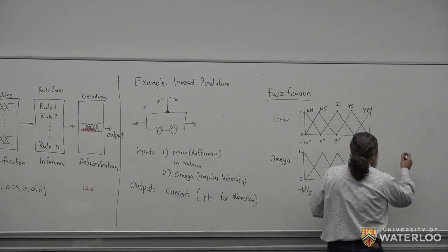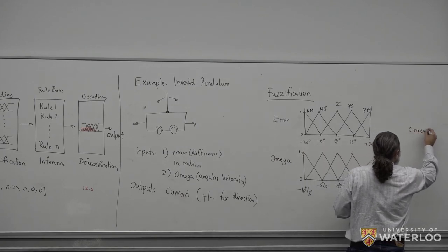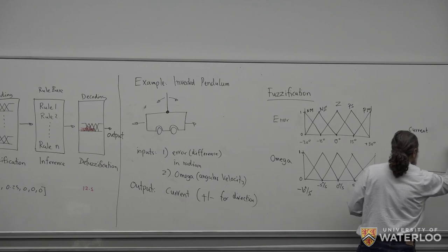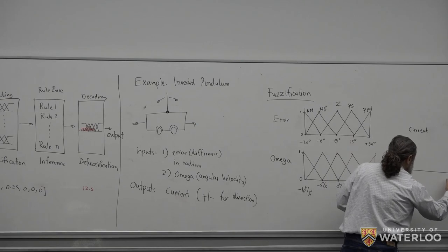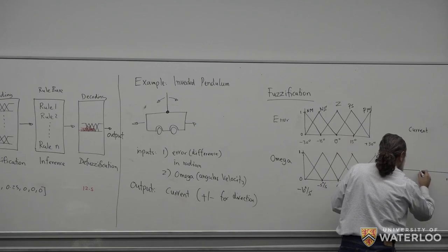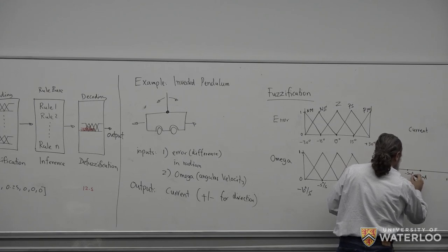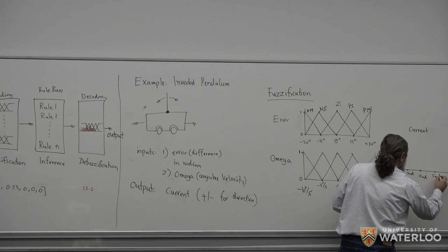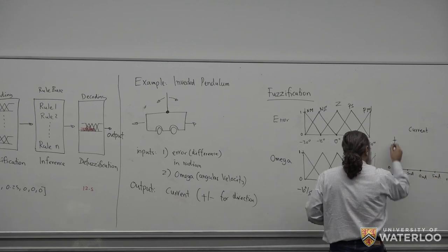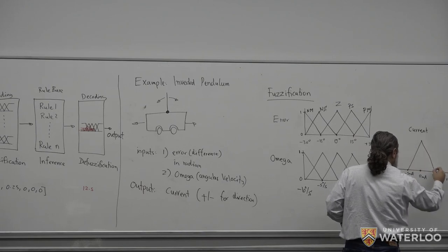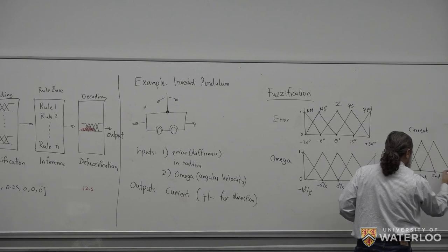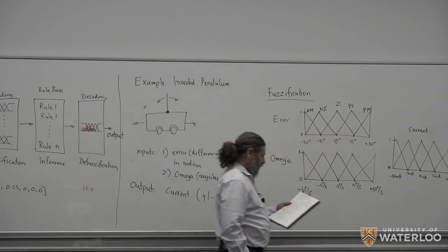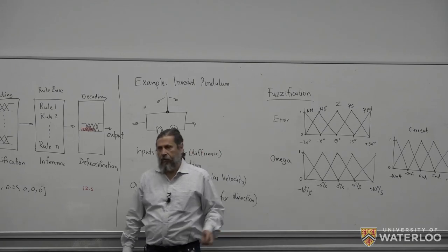And then I need the current as my output. So how should I control? I need a current. The current goes from minus 10 milliampere to plus 10 milliampere. In the middle is 0 milliampere. And then here I have minus 5 milliampere. Here I have plus 5 milliampere. Everything's symmetrical. This is 0, 1. Then 0 is again this. Negative small, negative medium, positive small, positive medium. I'm keeping the labels the same.